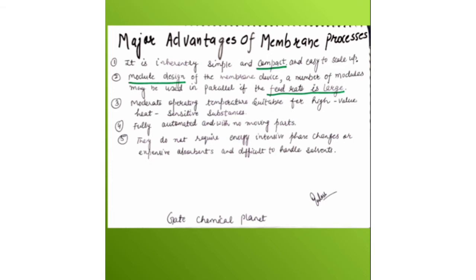So now we will come to the major membrane separation processes. The major processes are microfiltration, ultrafiltration, reverse osmosis, dialysis, pervaporation, and gas separation. In case of microfiltration, the separation mechanism is sieving and the driving force is the pressure difference delta P, which is less than 2 bar.